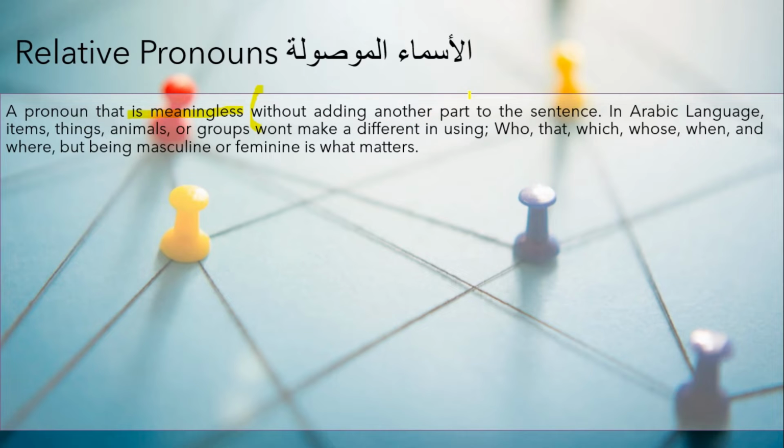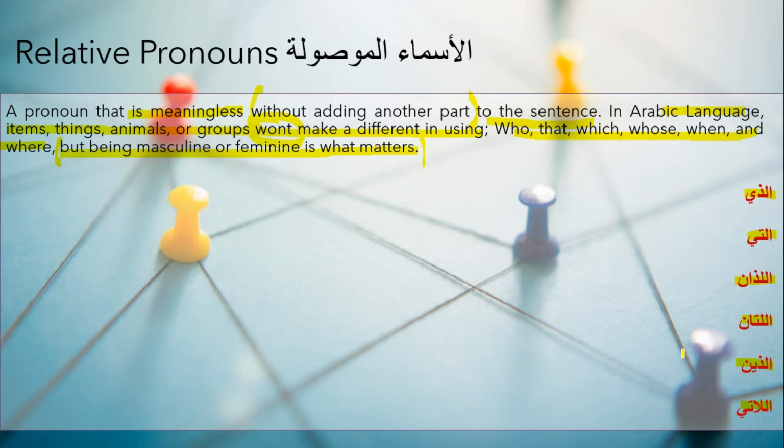Now a new subject, which is relative pronouns. It's meaningless without adding another part to the sentence. Again, I'm repeating that things, items, people, persons, groups won't make a difference. What makes the difference is being masculine or feminine. We repeat that because in pronouns this is exactly what makes the difference. Maybe you're asking yourself, how can I know if this is feminine or masculine? I'll be explaining this. Just give me some time.